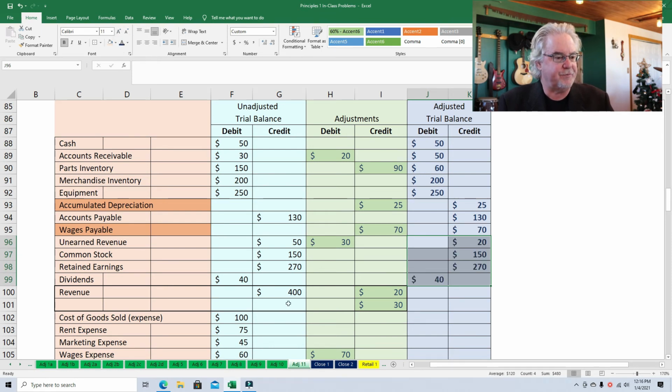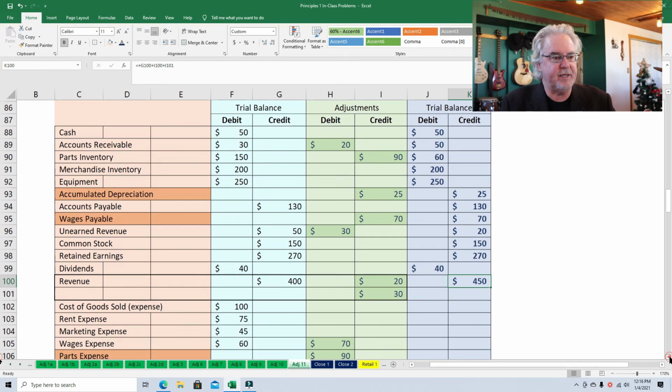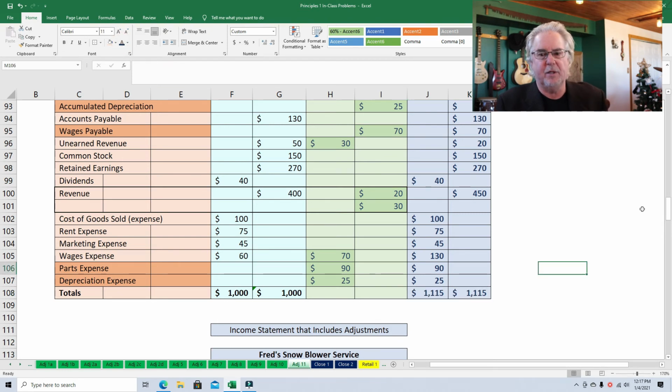Let's go down here to revenue. Now, revenue has a credit balance of 400, and then we're crediting it for 20 and another 30. So 400 plus 20 plus 30 is going to be a credit for 450. There you go. So that's all we need. And let's just finish this out here. Here's the expenses. Let's just add them up here. And an important step here is to add up the columns. So there you go. So we got our columns added up.